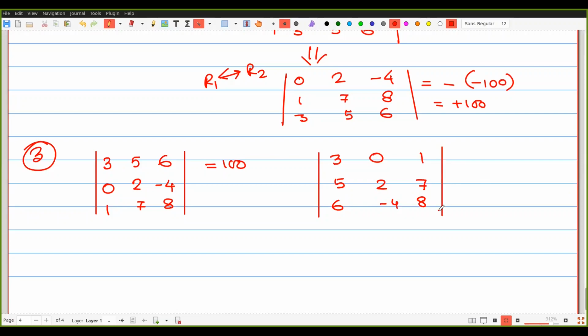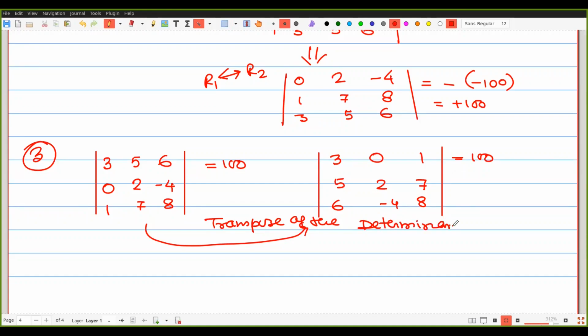Anyone? Sir, it will stay the same. If we interchange the rows and columns, the value will be the same. Because here that is nothing but the transpose of the determinant. And when we transpose any determinant, the value remains the same.